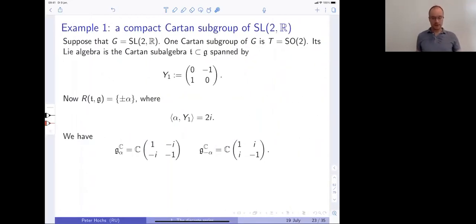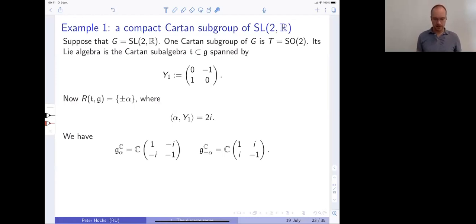Now there are two roots. This is a one-dimensional space, spanned by this matrix. And the root alpha is defined by mapping this matrix Y1 to 2i. And then the root system is plus and minus alpha. It turns out that if you have a root alpha, then minus alpha is always a root as well.